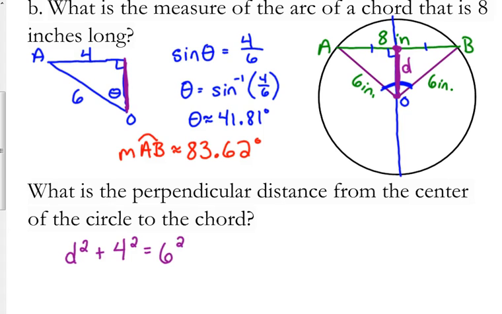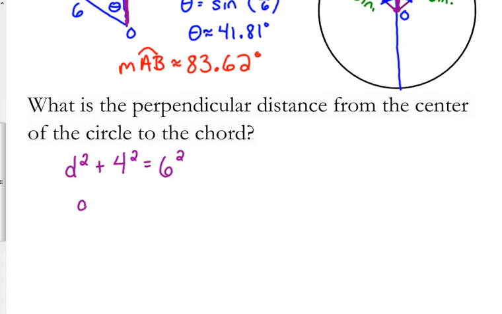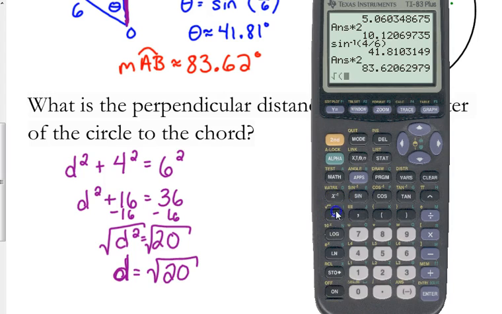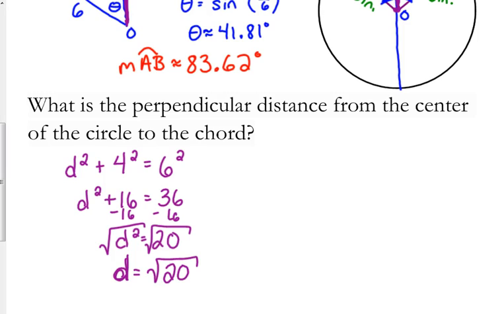The hypotenuse is 6. So we've got d squared plus 16 is equal to 36. So d squared is equal to 20. Take the square root. Go ahead and find out what its exact measure is. Square root of 20, I know it's somewhere between 4 and 5. 4.47. Approximately 4.47 inches.